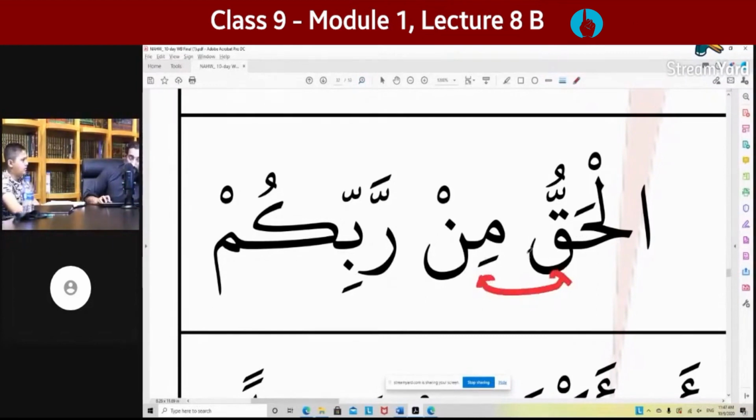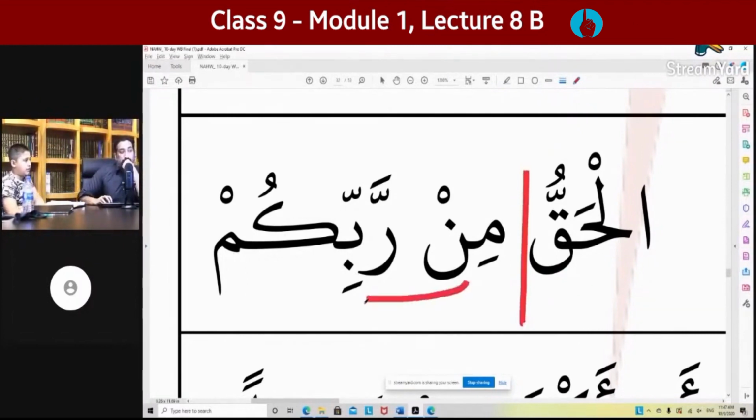Well, min is. Ba, ta, kaf, lam, waw, min. What does min do? It makes the word before it jar or the word after it jar? After it. So it can't work backwards. So there's no connection. It can only make rabbikum jar. Well, let's see. Min makes the next word jar. Did it? Yes, it did. And Rabbi is connected to the word kum. Kum is the attached version of.